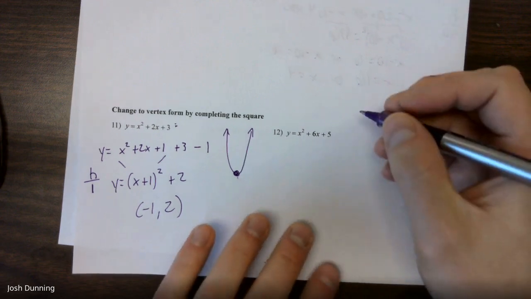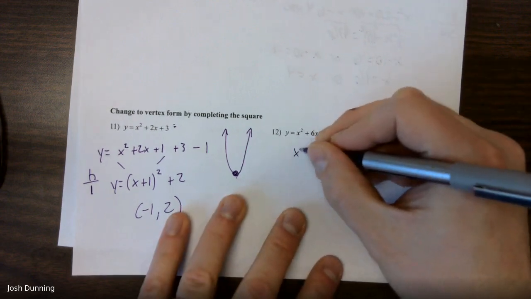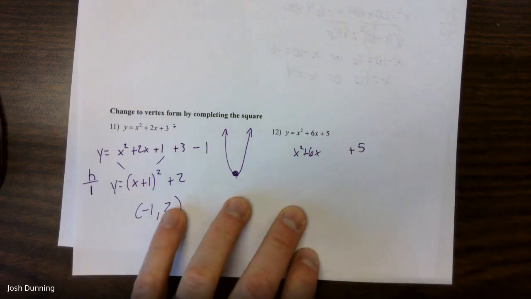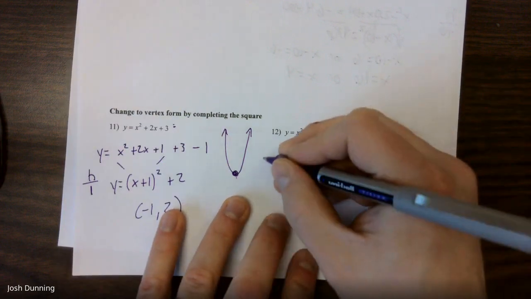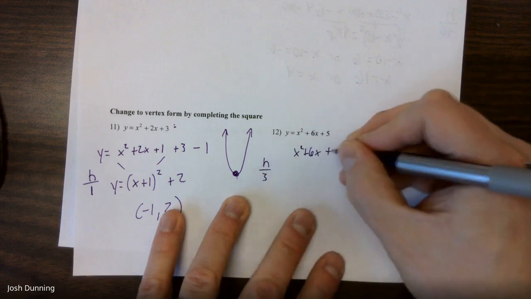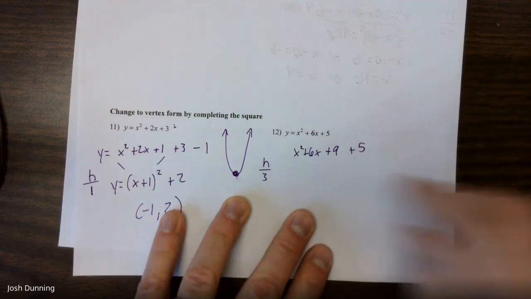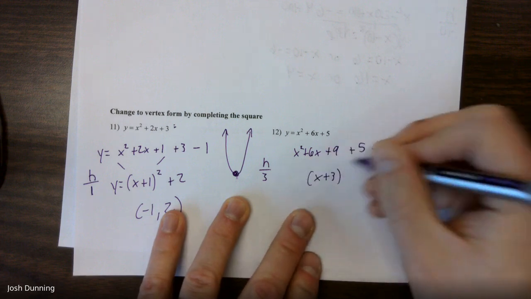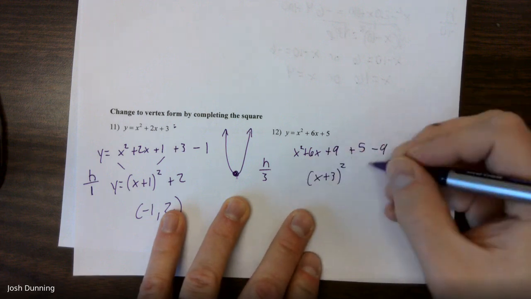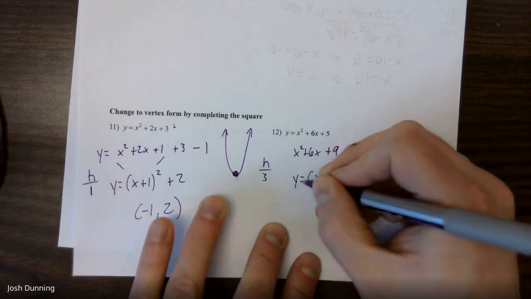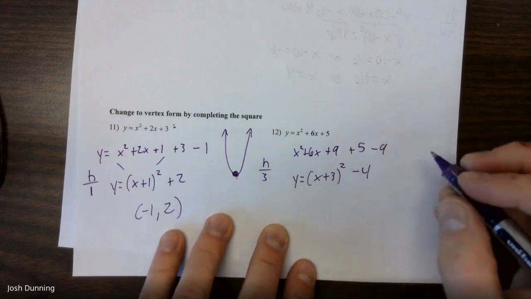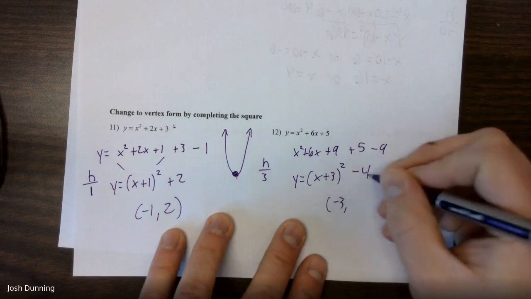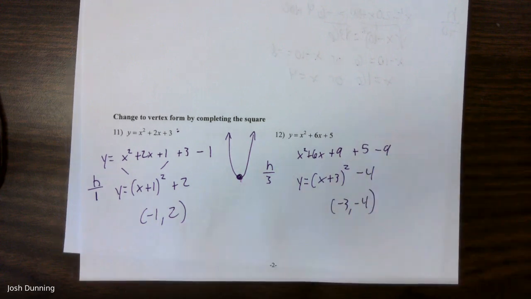So same idea. Slide that 5 down. Half of 6 is 3. 3 squared is 9. To balance out adding 9, we got to subtract 9. The half goes in with x. 5 minus 9 is -4. Coordinates of the vertex, and it didn't ask this, I'm just going over it. Change that sign. Don't change that sign.